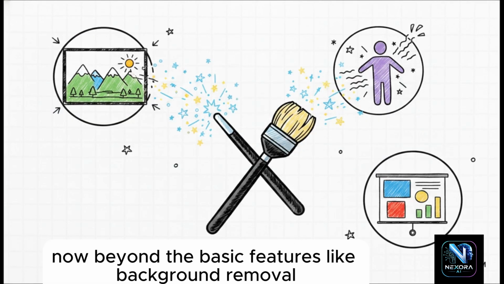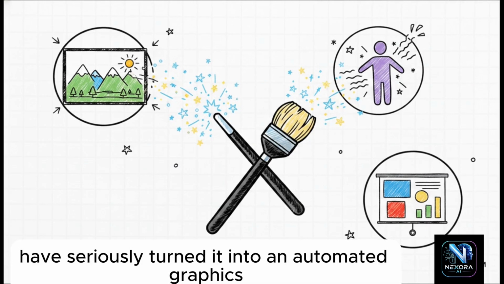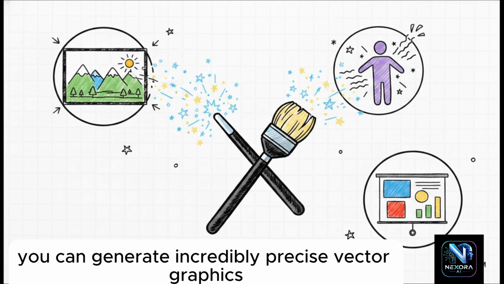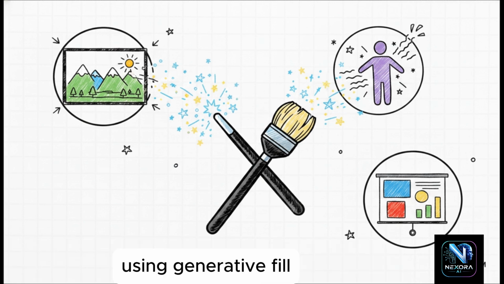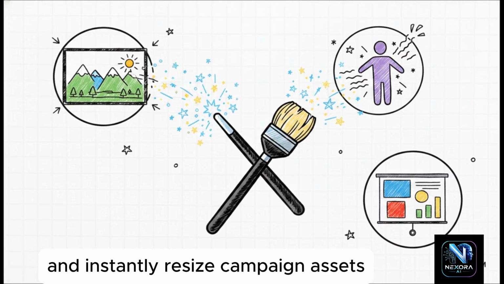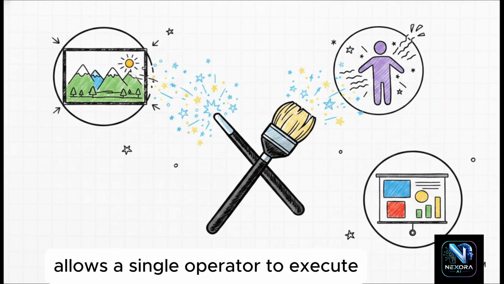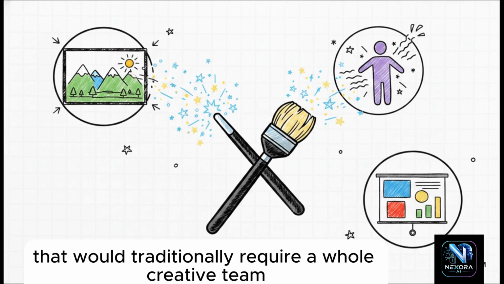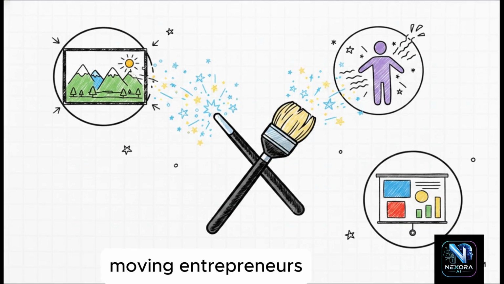Now, beyond the basic features like background removal, its Magic Studio capabilities have seriously turned it into an automated graphics accelerator. You can generate incredibly precise vector graphics from a simple text prompt, seamlessly expand the borders of existing images using generative fill, and instantly resize campaign assets for every single social platform with just one click. It basically allows a single operator to execute the volume of graphic design work that would traditionally require a whole creative team. It's an absolute powerhouse for fast-moving entrepreneurs.